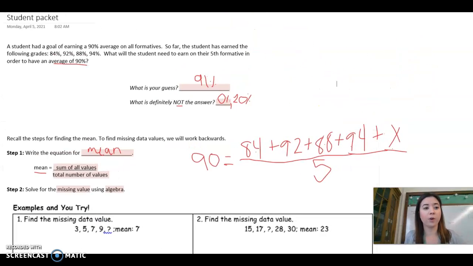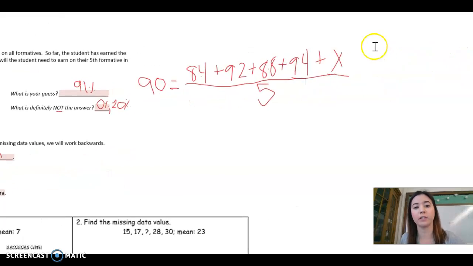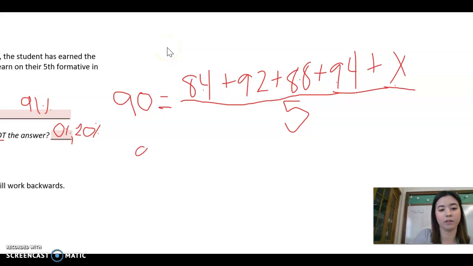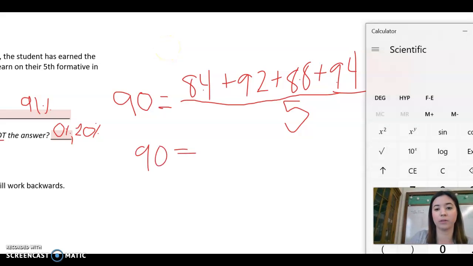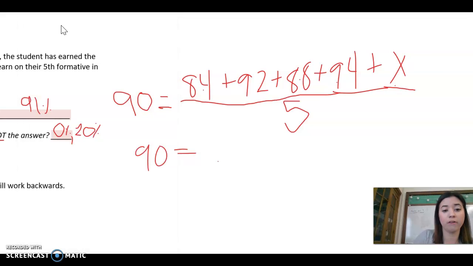Alright, and now we're going to solve for X. I'm going to move this over here so I have more space. First thing I'm going to do is simplify that top. So I'm going to add all those numbers together. So we have 84 plus 92 plus 88 plus 94. And that's 358 plus X divided by 5.